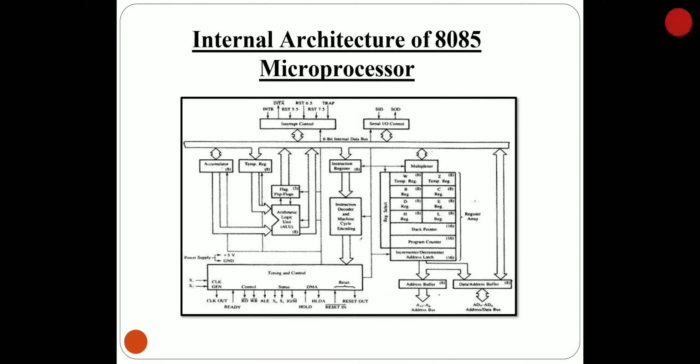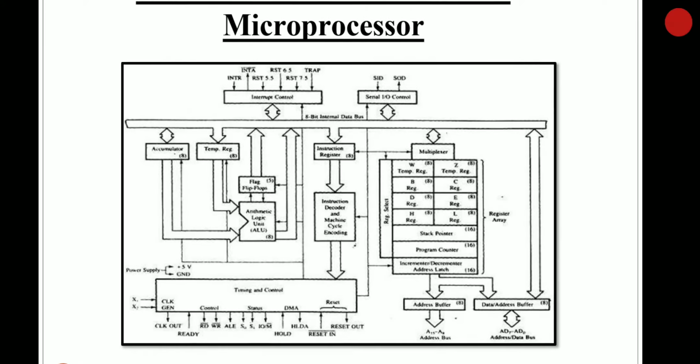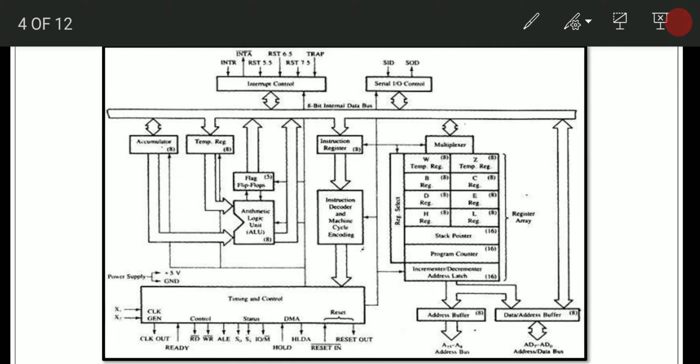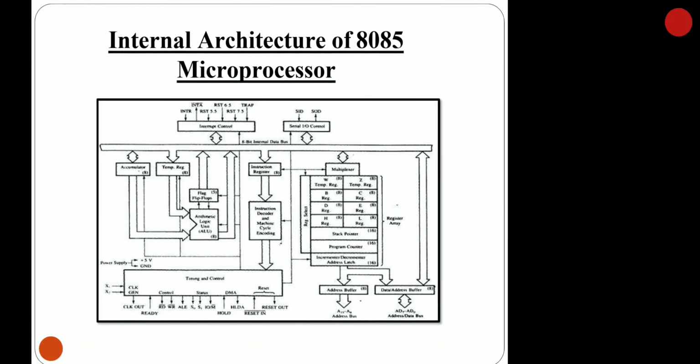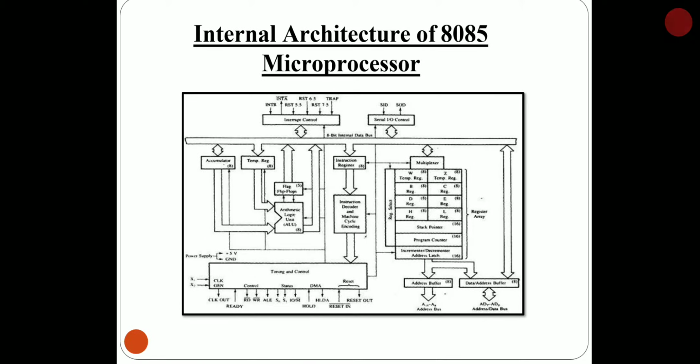Here we can see the internal architecture of the 8085 microprocessor. If we observe, it has various parts such as interrupt control, serial input output controller, accumulator, temporary registers, flags, arithmetic logical unit, instruction register, instruction decoder and machine cycle encoder, multiplexers, address buffers, data buffers and timing and control unit. All this is included in the microprocessor internal structure. We can discuss each and every part separately.